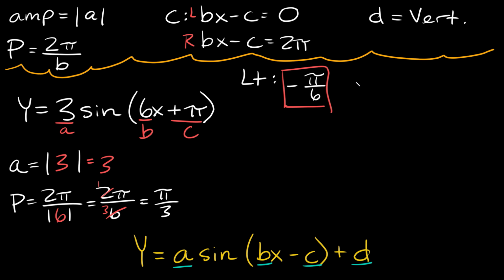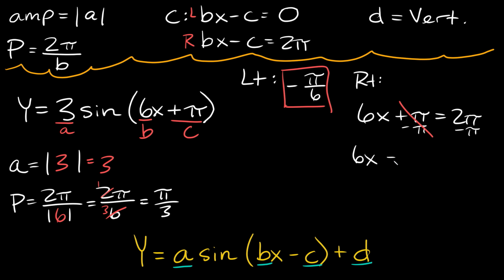And now we will find the right end. For that one, again, we just take what's inside of our parentheses and set it equal to 2 pi this time. So in this case, we have 6x plus pi is equal to 2 pi. Again, we're just solving for x. So here we can subtract pi from both sides, essentially 1 pi. Those cancel out, and we're left with 6x is equal to 2 pi minus 1 pi, which is equal to 1 pi, or simply pi.